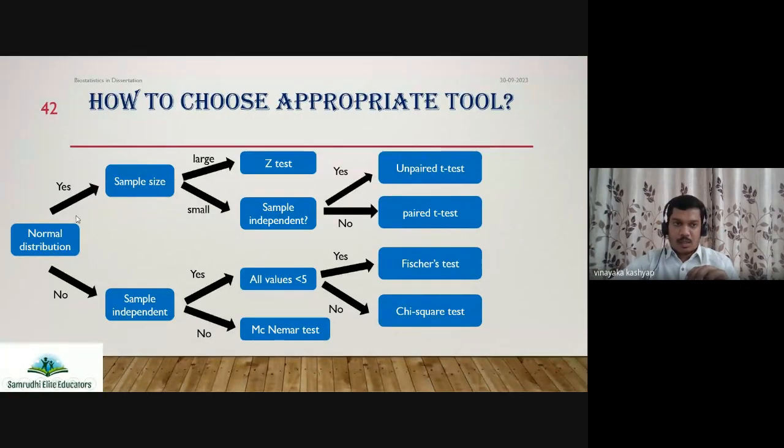Very simple. Normal distribution, calculate the sample size. Large, go for Z test. Small, go for T test. Sample independent, values less than 5, Fisher test, which we very rarely use. If it is more than 5, because most of the time all the parameters will be more than 5, we go for chi-square test. So this is a simple tool.